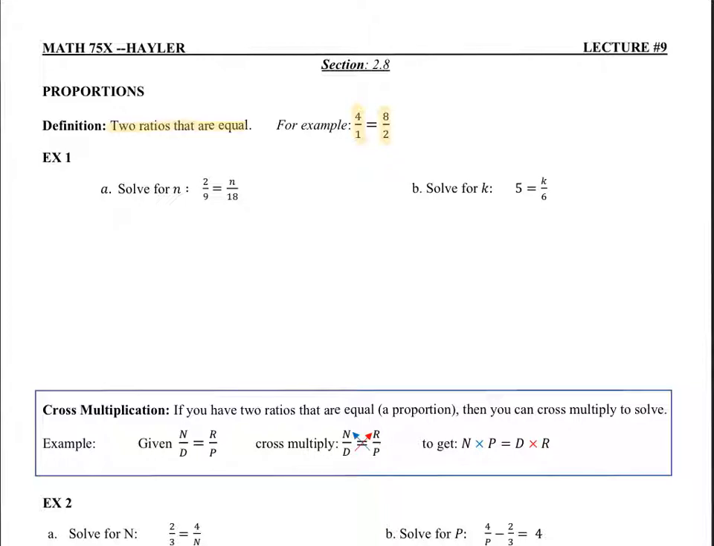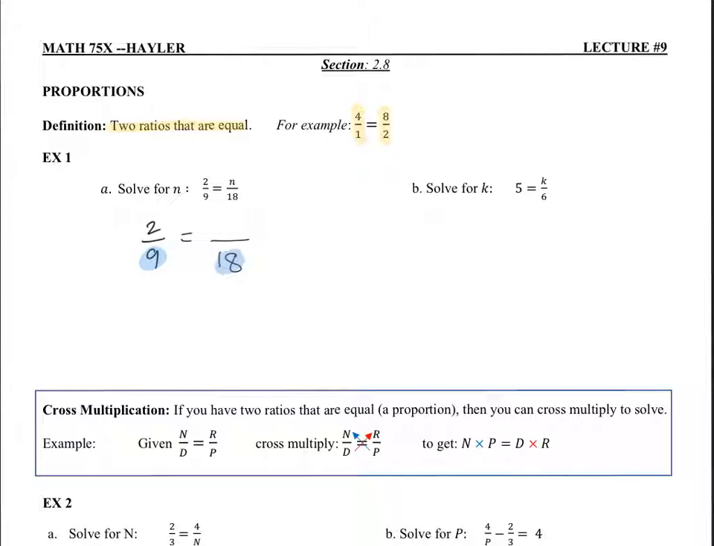So for example 1, we're asked to solve for n. I'm going to show you one way to solve for n using proportions, and then later on we'll look at another way. For the first way, we have 2 over n, and a way of thinking about it is looking at 18. We know that these two fractions are supposed to be equal. So the question is, what did I multiply 9 by to get 18? Well, I had to multiply 2.